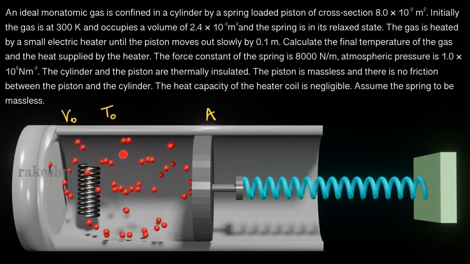So initially this gas is at a temperature T0 and it occupies a volume V0, which the values he has given here, and the spring is in its relaxed state, which means in the spring there is neither extension nor compression. The gas is heated by a small heater until the piston moves out slowly by 0.1 meter.